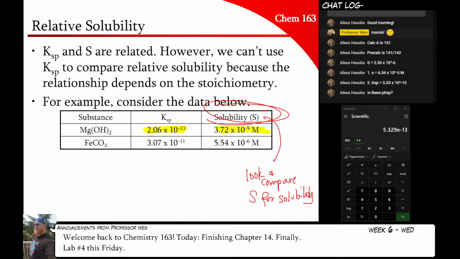Now, is there a pKsp solubility? And the answer to that is, actually, there is, but it's done on an element-by-element basis. So if you have a wide range of values for, like, calcium solubility, you could take the p calcium of something. That is a thing that is done.